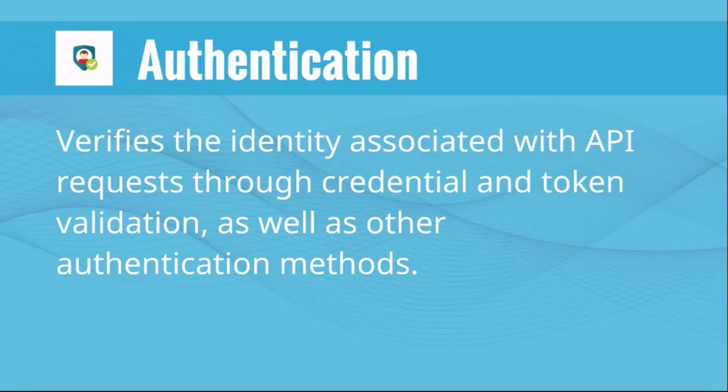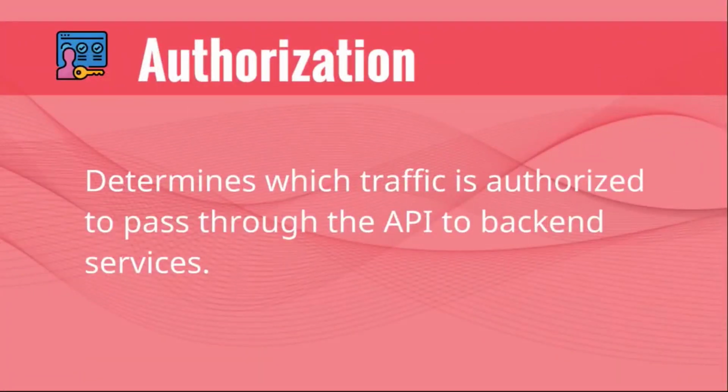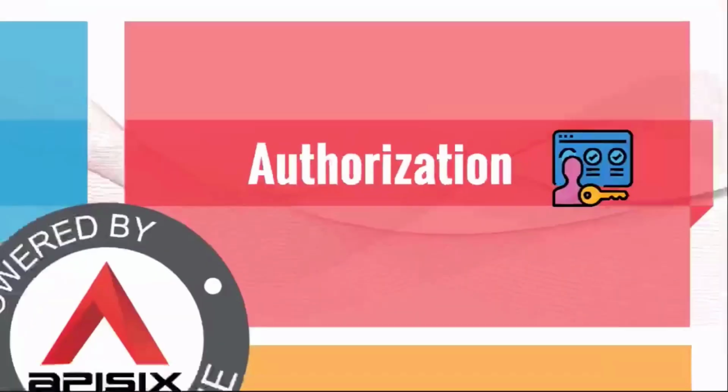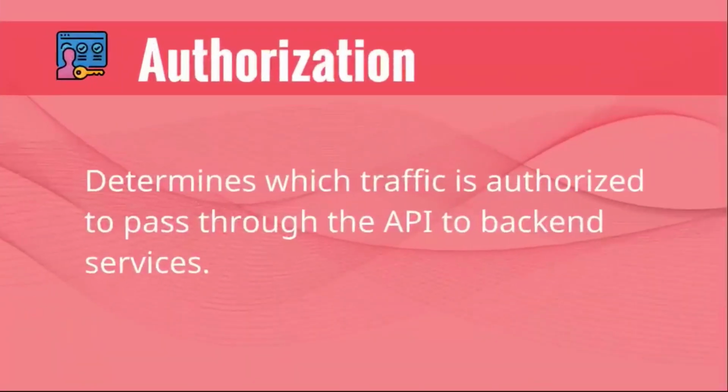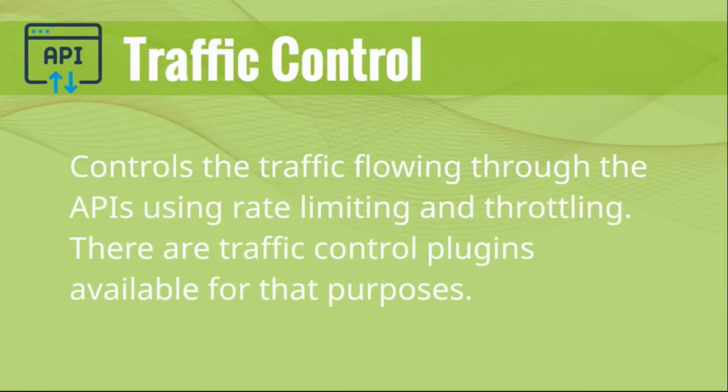You can check available authentication plugins on the official website, and also it provides authorization, which is able to determine which traffic is authorized to pass through the API to backend services. And there is another traffic control, and APISIX can control the traffic flowing through the APIs using rate limiting and throttling and many other techniques. There are traffic control plugins available for that purposes.